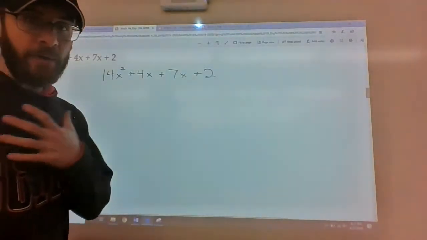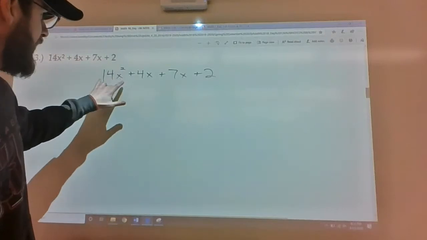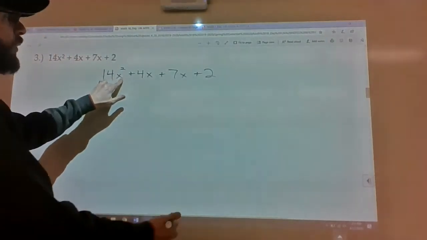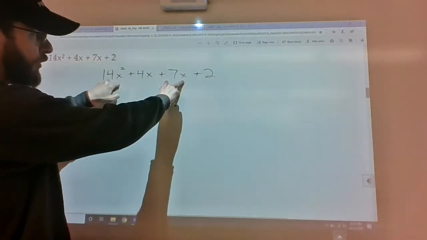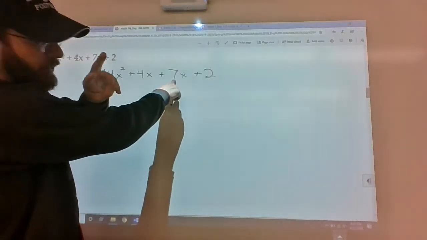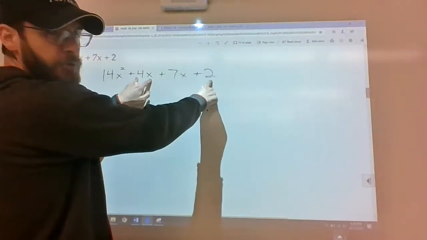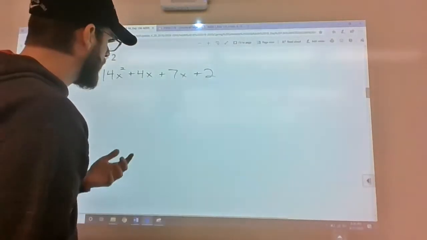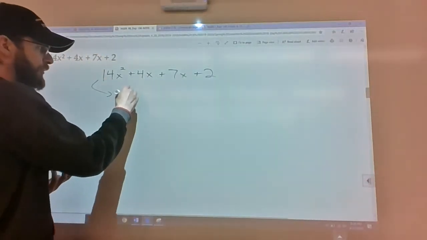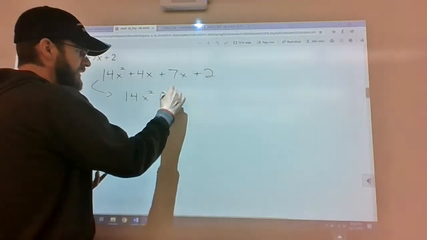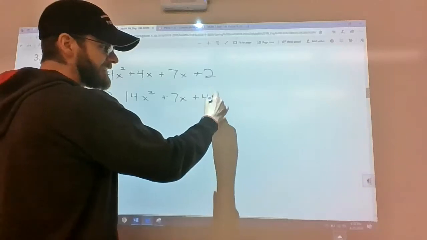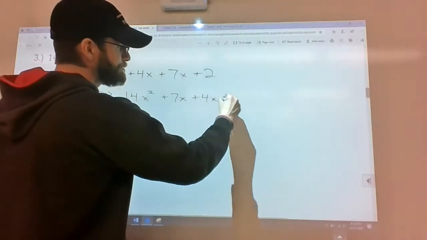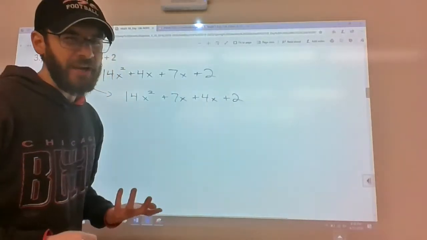The first thing that I would do in this situation is try to match up the 14x squared with the 7x because, right off the top of my head, I know that 14 divided by 7 is 2. And I also know that 4x and 2 go together way more easily. So it's just a quick rearranging of things using the commutative property to flip them around. It is not always necessary, but again, I think it's a good idea.